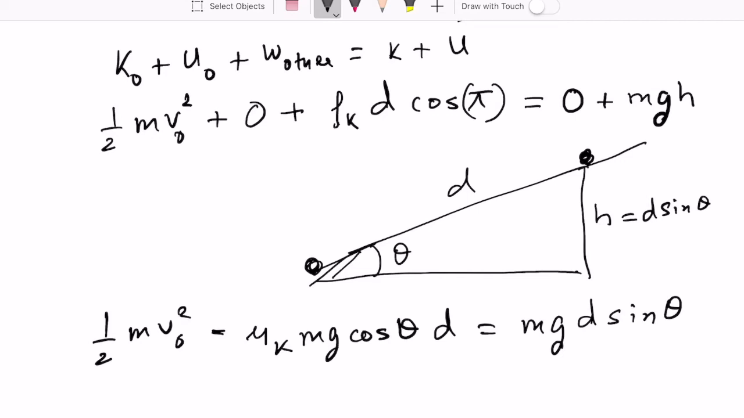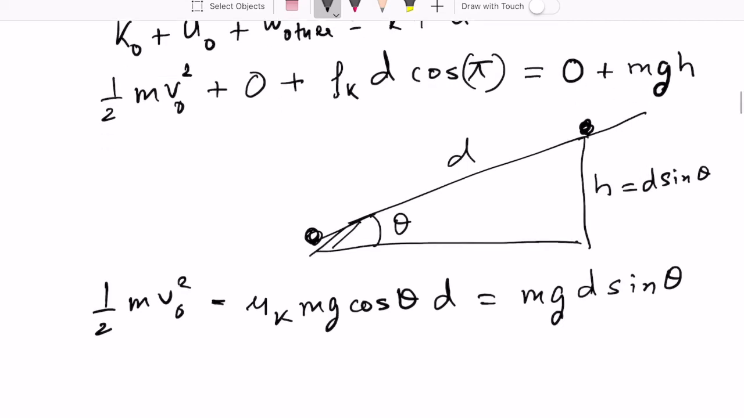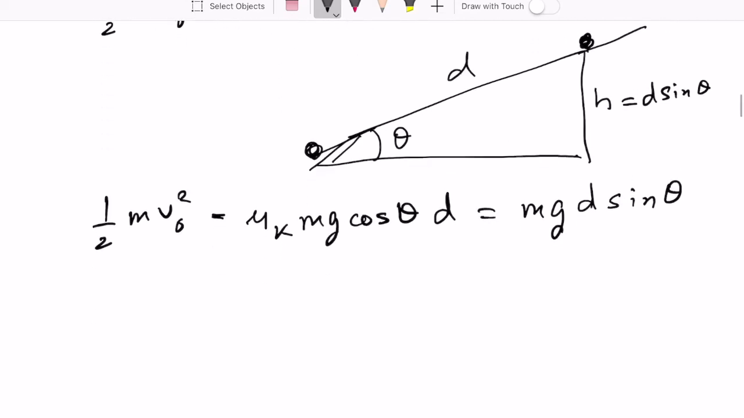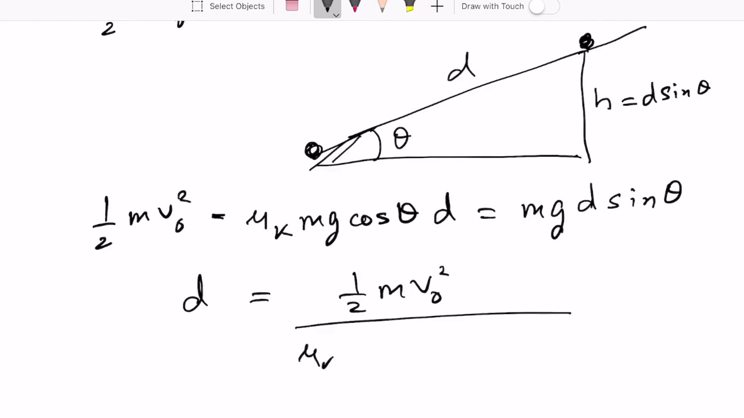So now you have this simple equation from which you can just solve for d. You rearrange this equation and solve for d, and the answer would be 1/2 m v0 squared divided by mu_k mg cosine theta plus mg sine theta. If I did that correctly, factor out the d. Yeah, mu_k mg cosine theta plus mg sine theta, and that's the answer.